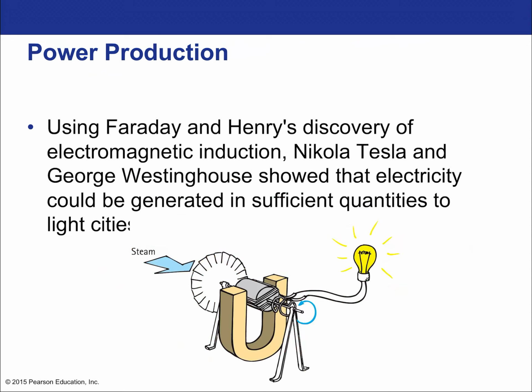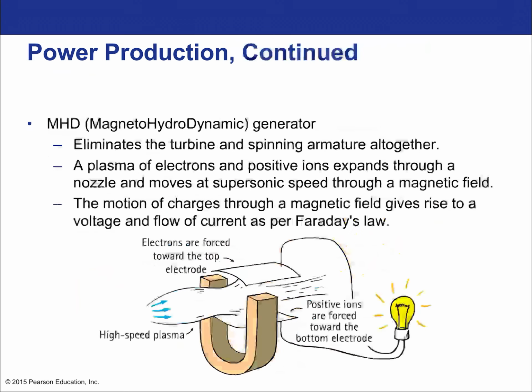Pretty amazing, right? So it's the idea of creating an AC current. Furthermore, you can have a particular type of current generation, MHD, magnetohydrodynamic generators. This is just kind of a more modern application. It eliminates the turbine and spinning armature altogether. A plasma of electrons and positive ions expands through a nozzle and moves at supersonic speed through a magnetic field.